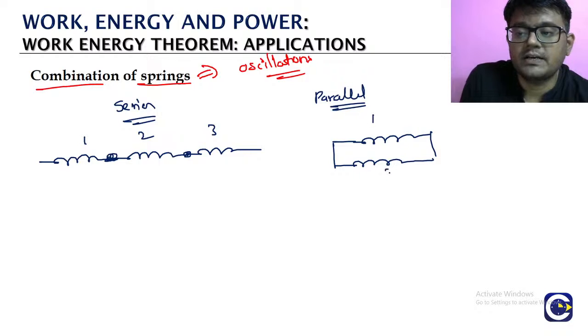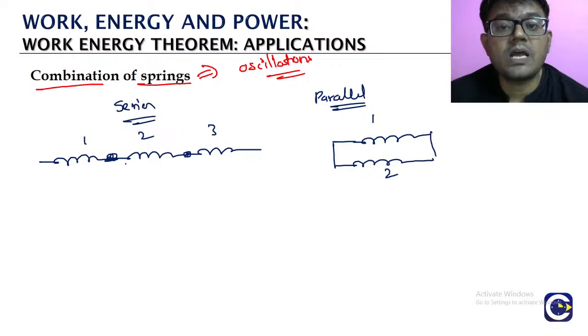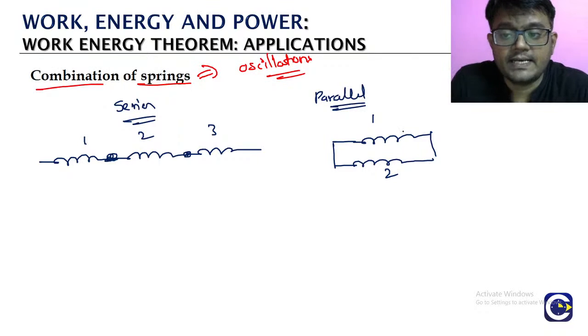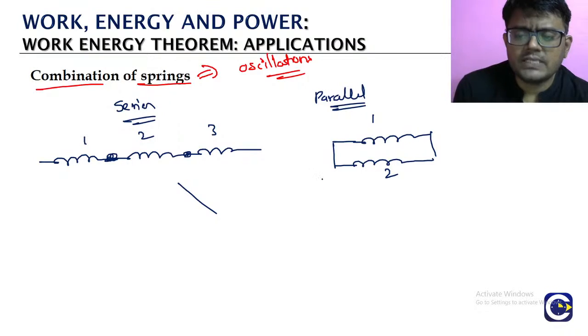So you can see here, this is the parallel arrangement. Series means you'll have one common point. Parallel means what do you see? They will be connected. This side also they will be connected, other side also they will be connected. This arrangement is called as what? Parallel arrangement.